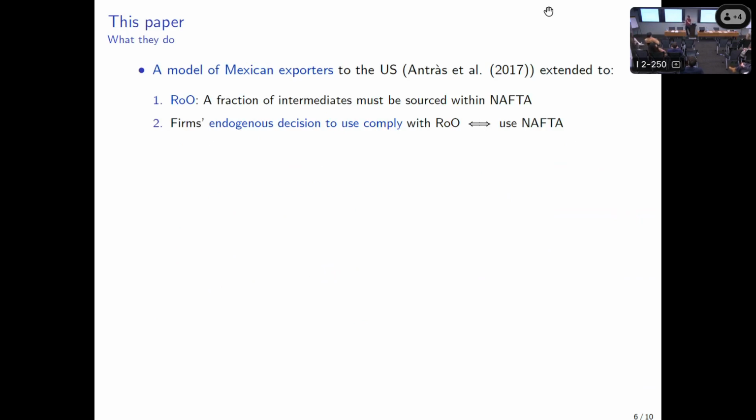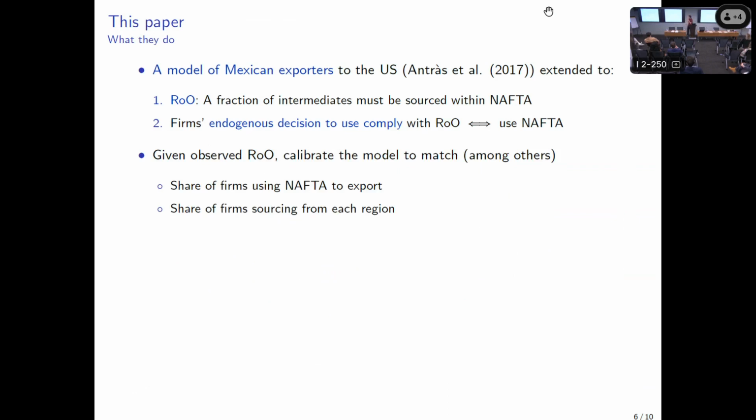Section number 1, there are rules of origin written in terms of the fraction of intermediate inputs that you have to source within NAFTA if you want to export at a relatively low tariff within NAFTA. And then firms can endogenously decide whether they want to use NAFTA or not, which is equivalent to whether they want to comply with the rules of origin or not. So given the measures of the strictness of rules of origin, which they can measure at the industry level, they calibrate the model to match some important moments.